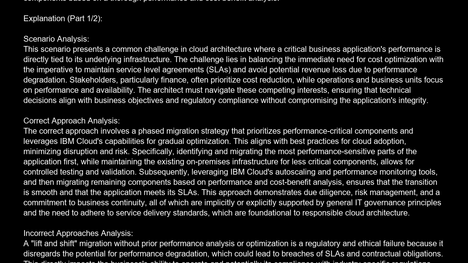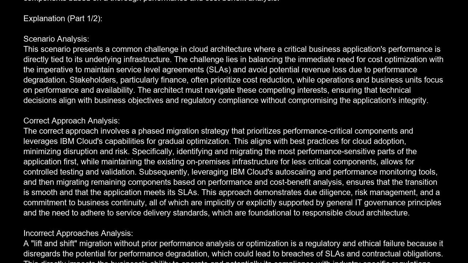Subsequently, leveraging IBM Cloud's auto-scaling and performance monitoring tools, and then migrating remaining components based on performance and cost-benefit analysis ensures that the transition is smooth and that the application meets its SLAs. This approach demonstrates due diligence, risk management, and a commitment to business continuity, all of which are implicitly or explicitly supported by general IT governance principles and the need to adhere to service delivery standards, which are foundational to responsible cloud architecture.